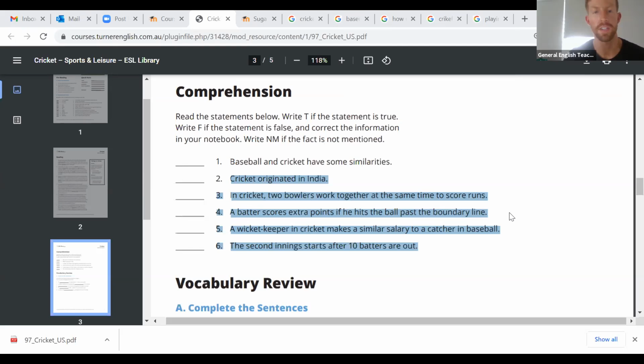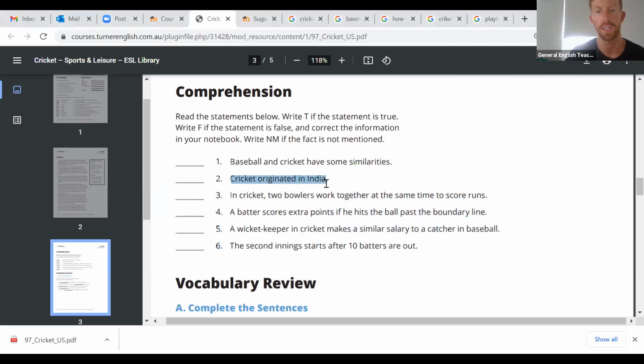How are we doing, guys? We finished? Yep. Okay, awesome. Let's go to Mohammed, number two. Can you read out the sentence and say if it's true or false? Number two, cricket originated in India. It's false because cricket originated in the UK. Excellent. Great Britain. Yes. So two is false.